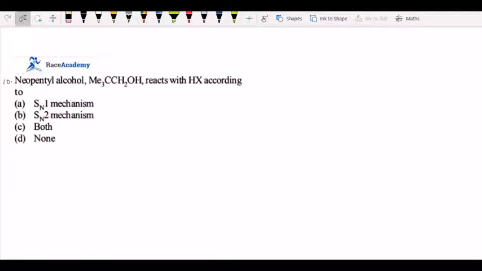gives HX, reacts with HX according to which method? What is the actual method of reaction? So neopentyl alcohol and this type of alcohol, which will react with HX according to which mechanism? For example, if you take neopentyl alcohol, these tertiary alcohols usually will undergo the SN1 reaction mechanism, even though that neopentyl alcohol is a primary alcohol.